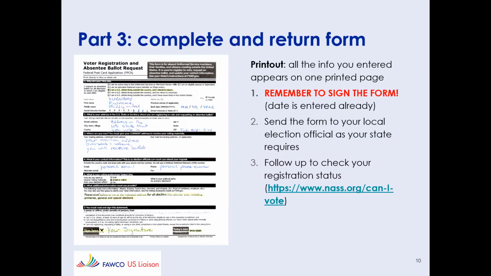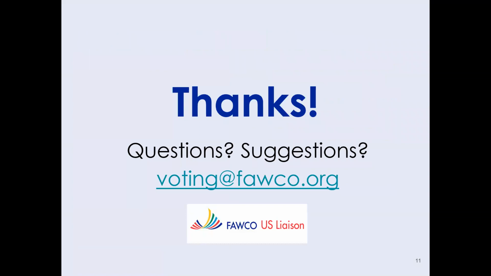Then let a little time pass and check to make sure that you're a registered voter. You can do that by contacting your local election official, whose name and details are in the PDF that you downloaded, or you can check a website called Can I Vote, which is run by the National Association of Secretaries of State. You're all done. Congratulations, you're a registered voter.